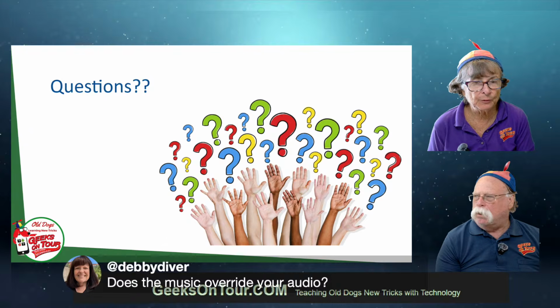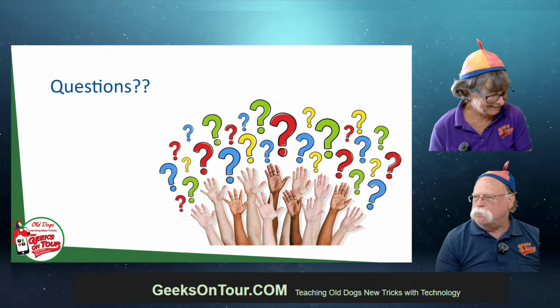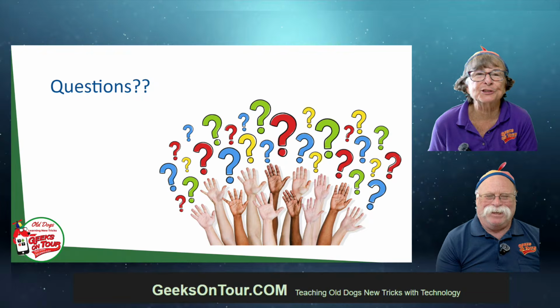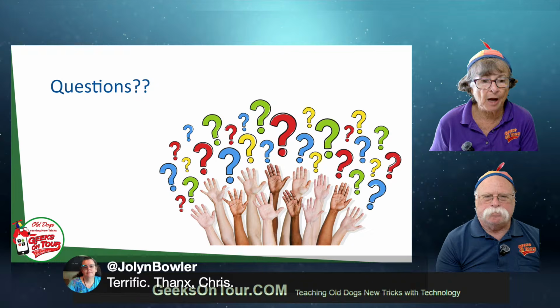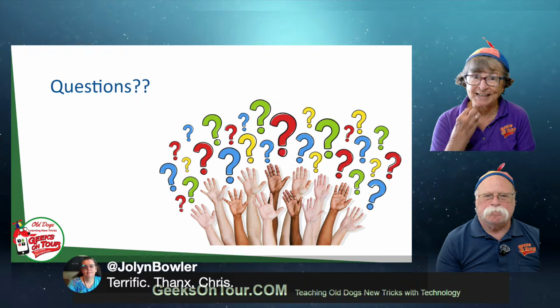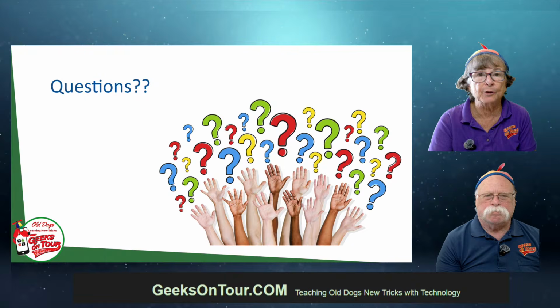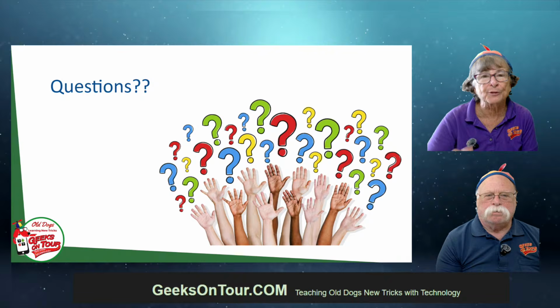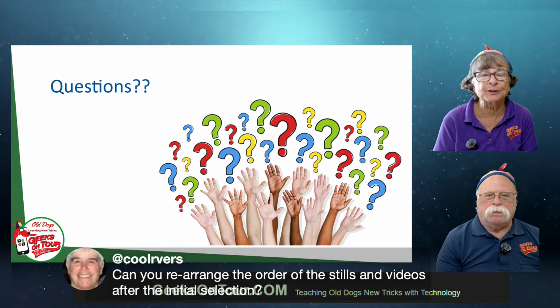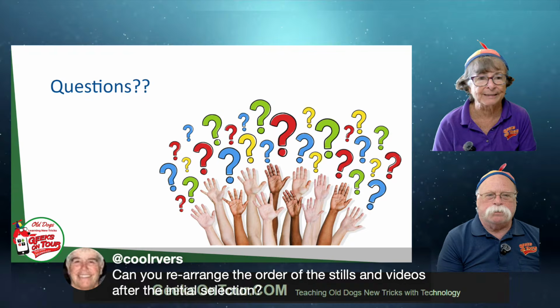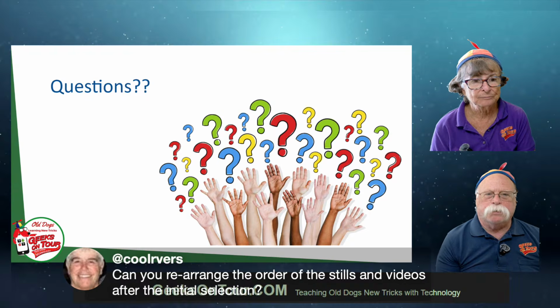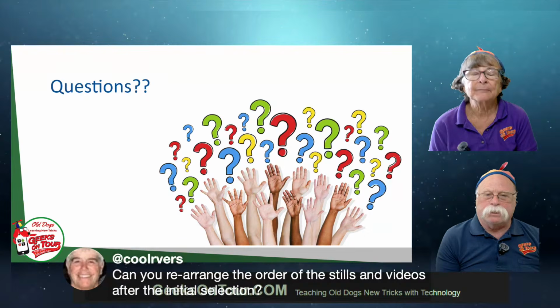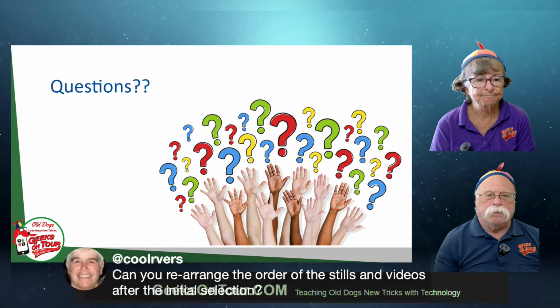In Google Photos, yes, because you can hear both of them. So if the audio on a video clip is loud enough, I mean, if I was talking very loud, you would have heard me and the music, but you have no controls to lower the music for my voice. You do have a control to just cut my voice completely. I think we're still on Google Photos here. Can you rearrange the order of the stills and the videos after the initial selection? Yes, absolutely.